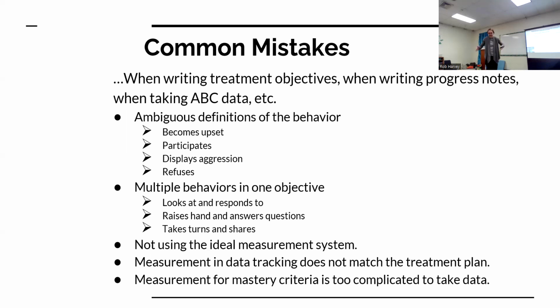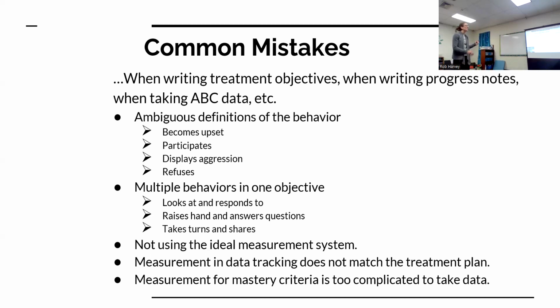Not using the ideal measurement system. So the measurement system isn't the best choice. It doesn't represent the behavior the best way that it could. Sometimes the measurement system in the treatment plan that we choose for mastery criteria doesn't then match what ends up in the data sheet. I made this mistake, and my staff turned in data sheets and I'm like, oh my gosh, they took great data, and it was percent of opportunities, and I just didn't translate that to the data sheet. So that happens commonly. Also, the measurement for mastery criteria is too complicated to take data.